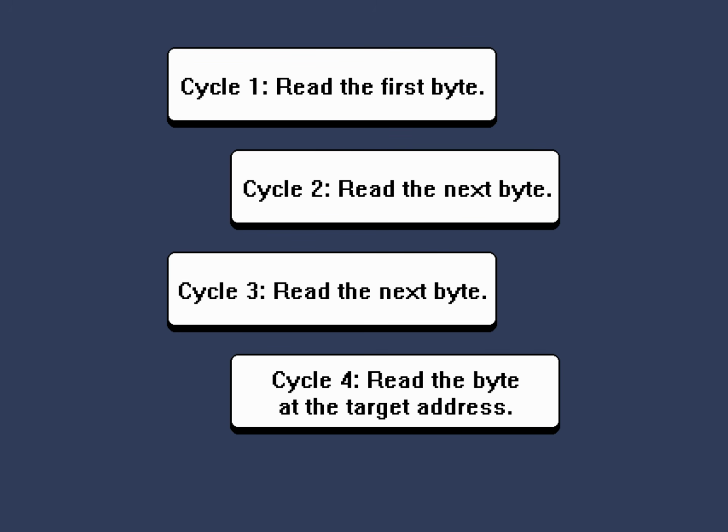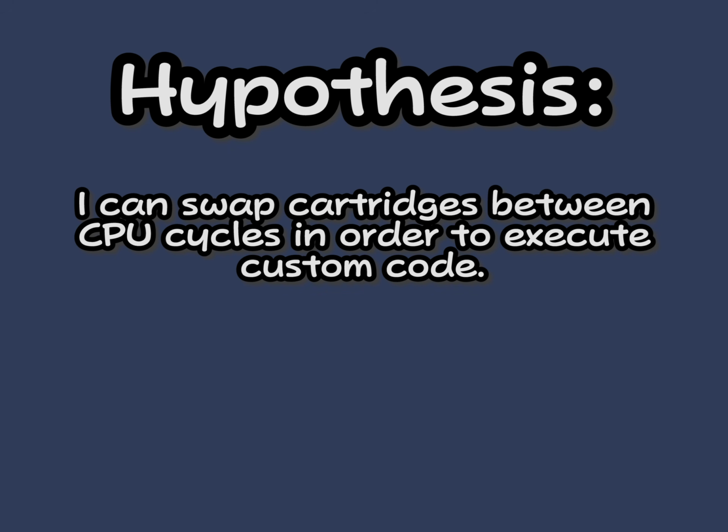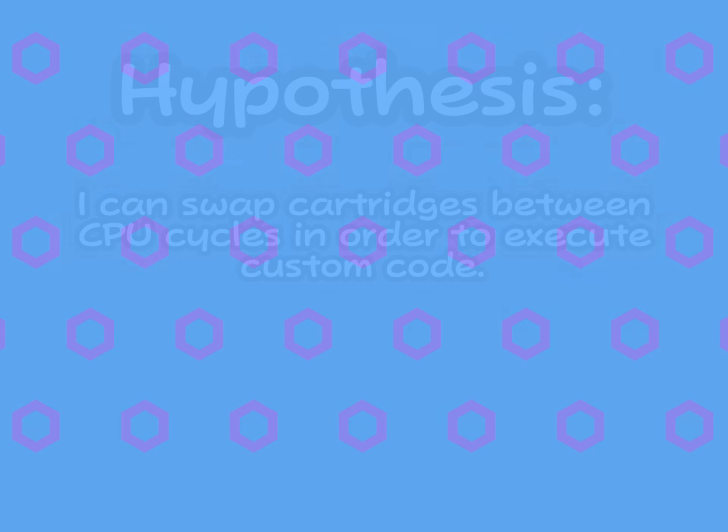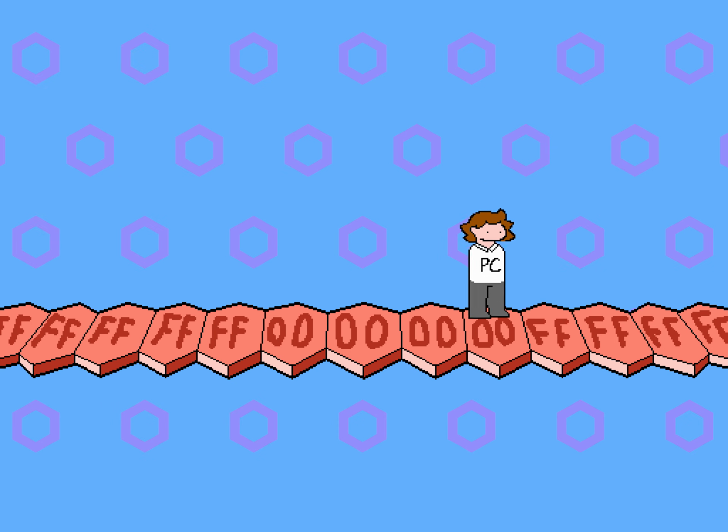Again, it's very important you understand that each of these bytes are read at different moments in time, which gave me an idea. Hypothesis: I could swap cartridges between CPU cycles in order to execute custom code. To bring back the board game analogy, this would be like having the board get replaced with a different board every time your character takes a step.